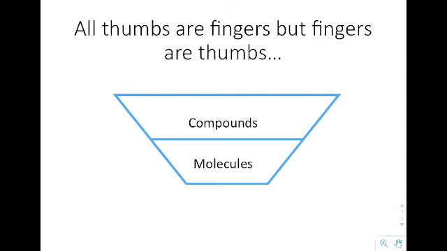So it comes down to the whole idea: all thumbs are fingers, but not all fingers are thumbs. Okay, all molecules are compounds, but not all compounds are molecules. So this right here is a very, very narrow definition compared to this. So all molecules are compounds, but not all compounds are molecules.